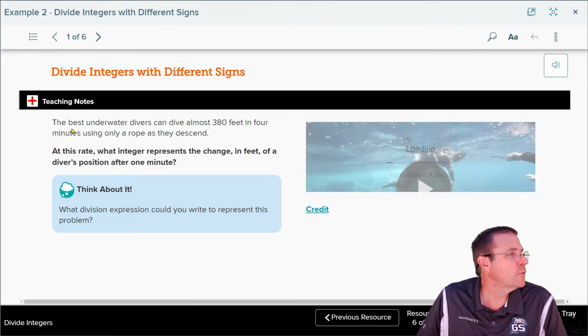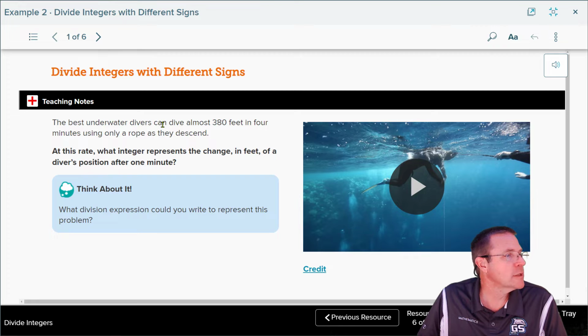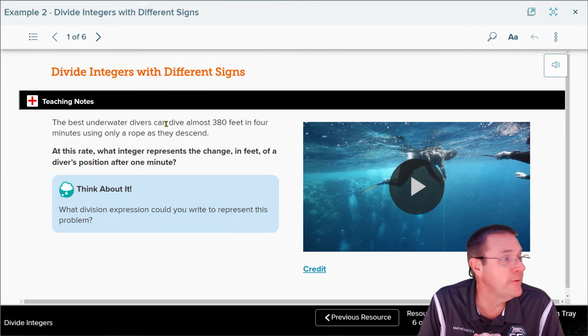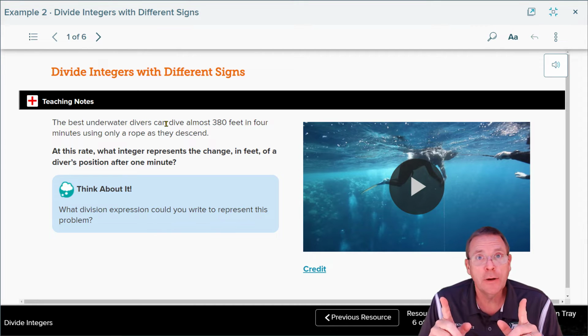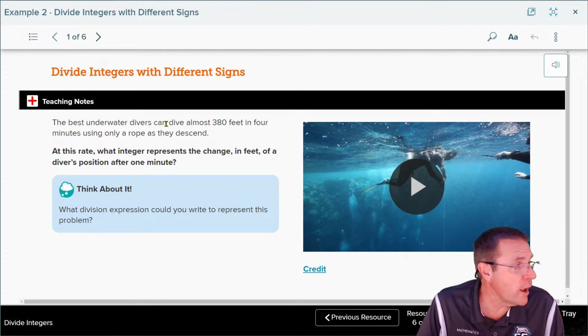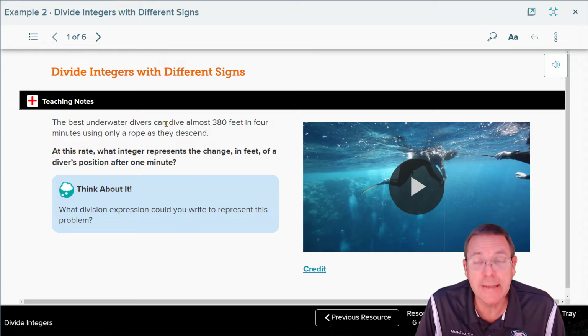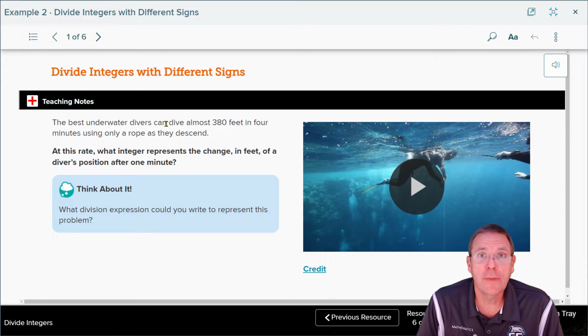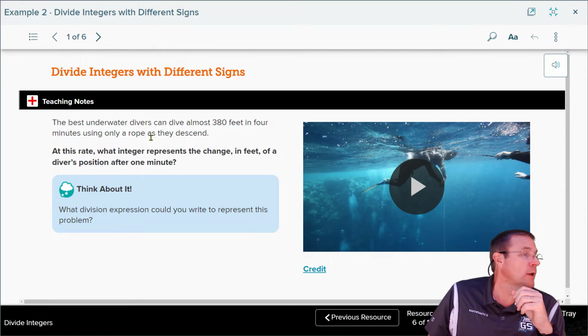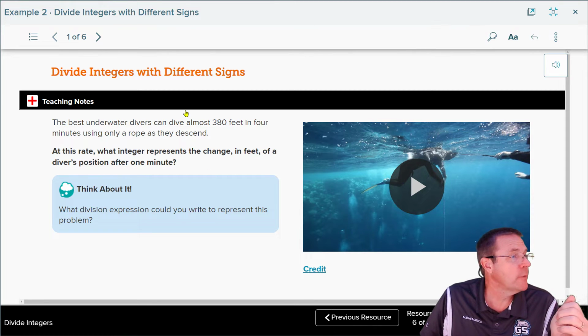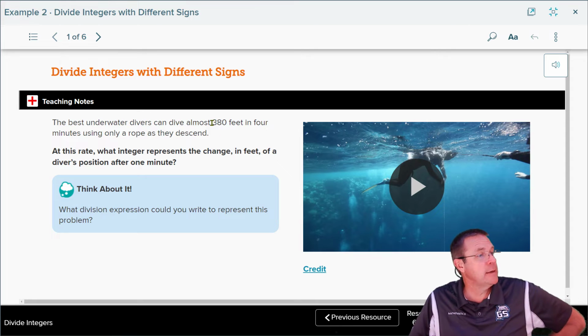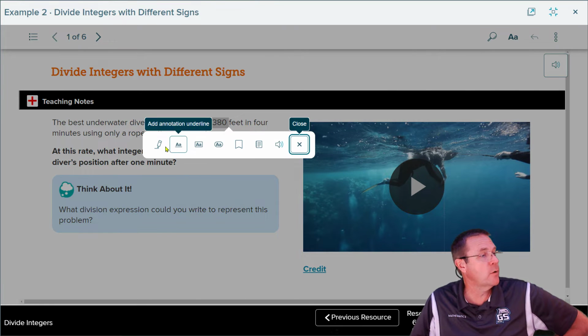This one is set up as a word problem where the best underwater divers can dive almost 380 feet in 4 minutes using a rope as they descend. Now, something to understand here: they're not using tanks. They're holding their breath for 4 minutes going down that deep. Absolute insanity to me, but hey, people do it. At this rate, what integer represents the change in feet of a diver's position per minute? So they're going down. It's a negative 380 feet because they're going down.